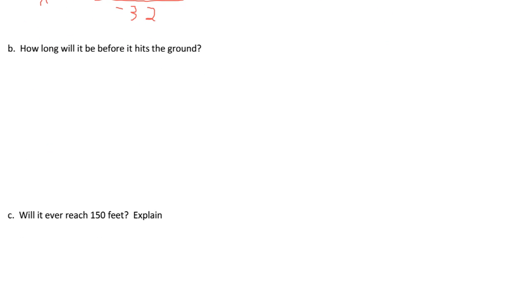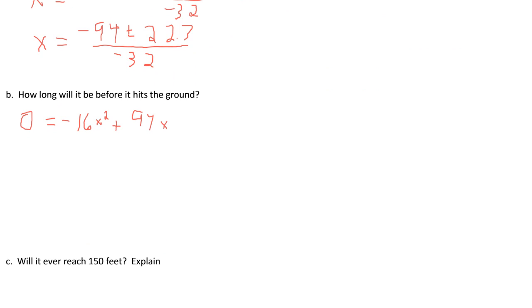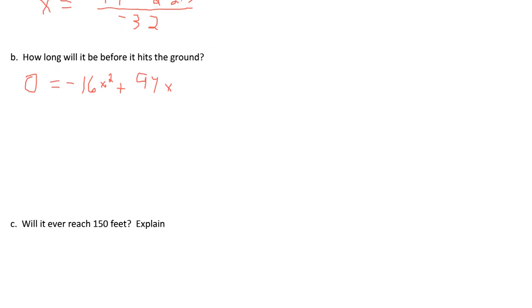The height of the ball when it's on the ground is 0. Equals negative 16 x squared plus 94x. I don't have a C here. I just want to make sure I got the right problem in there. Yep, 94. So let's just use our regular quadratic formula.